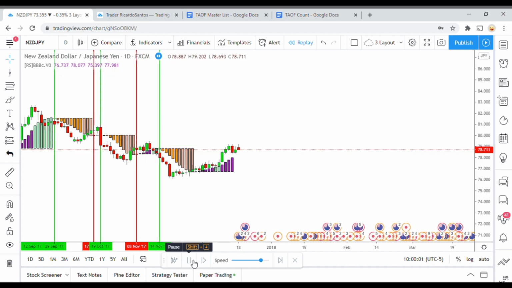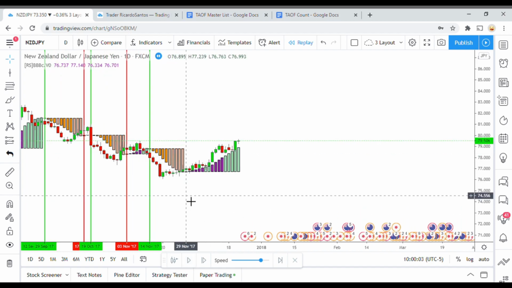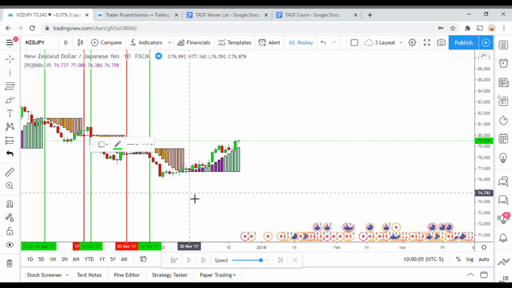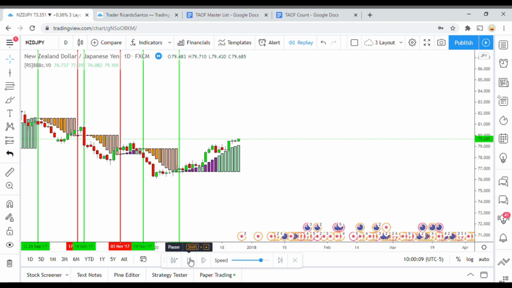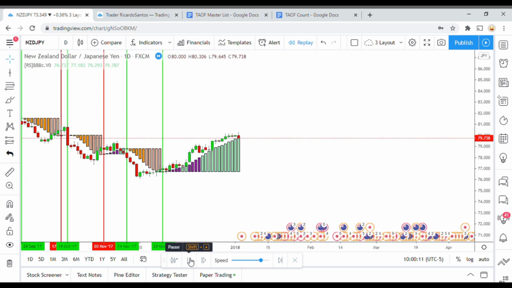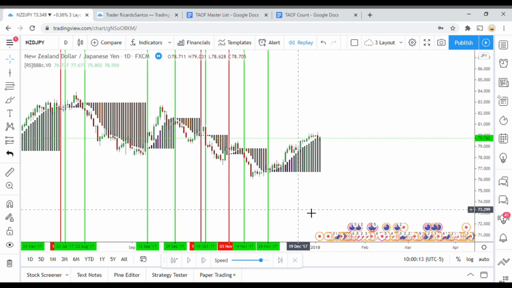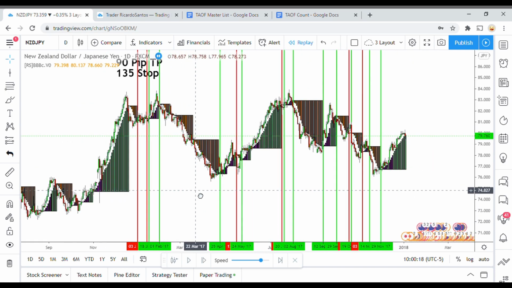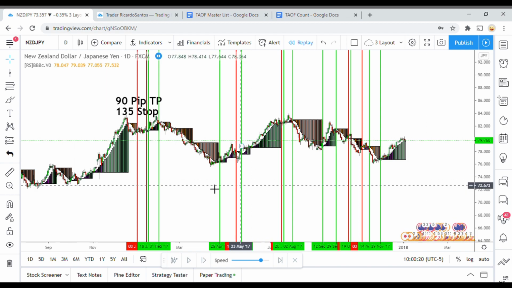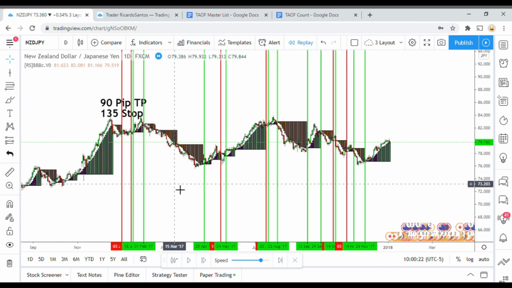Let's see if we'll actually get a long this time. Yes, we did. Alright. So it gave us a long there, and that long stayed with us. Didn't fake us out. Got us to take profit. Alright, so there we have it. Interesting little indicator, to say the least.